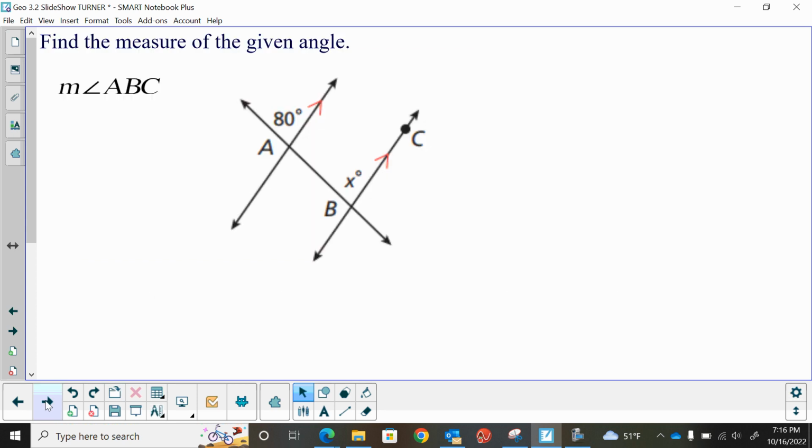All right, so let's look at an example with some actual measurements here. Before we do anything and answer anything, let's just take a look at our diagram. So we have two lines that are parallel, right? We can indicate that by these two little arrows. They look like greater than symbols.